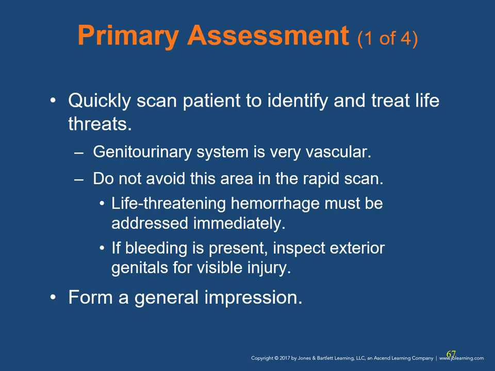Primary assessment. Quickly scan the patient to identify and treat life threats. Genitourinary system is very vascular. Injuries can produce a significant volume of blood. Do not avoid this area in the rapid scan. Life-threatening hemorrhage can be addressed immediately. If bleeding is present, maintain privacy for the patient and inspect exterior genitals for visible injury. Form a general impression.